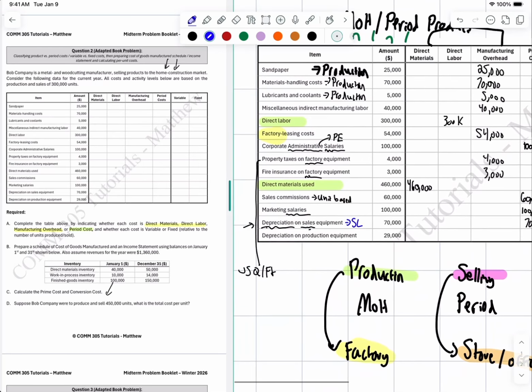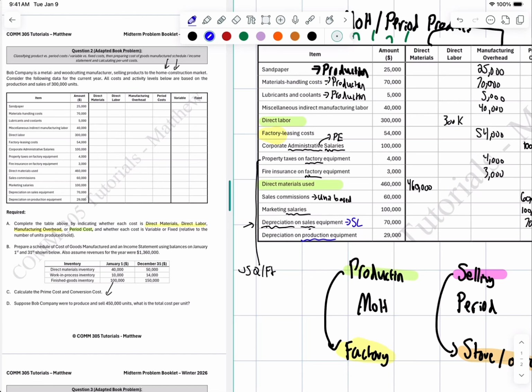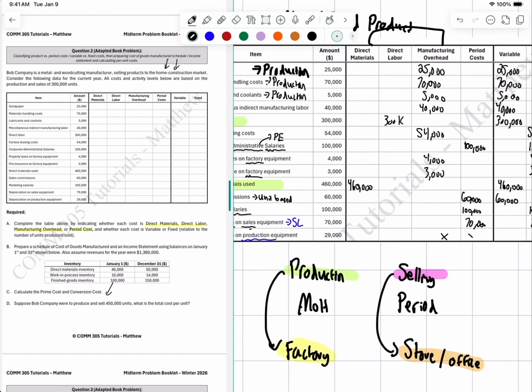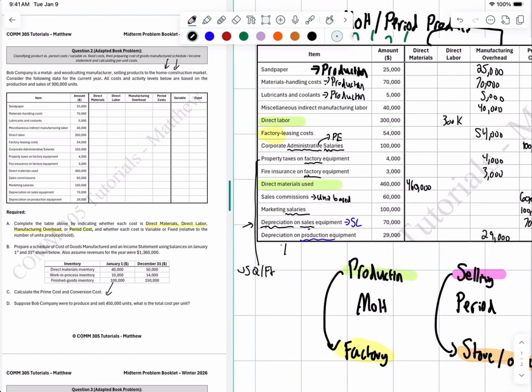So depreciation now on production equipment. Production, is that related to making or selling? Well, production is just another word for making, so it's going to fall under overhead. When your equipment depreciates, I hope everyone agrees that's not DM or DL.